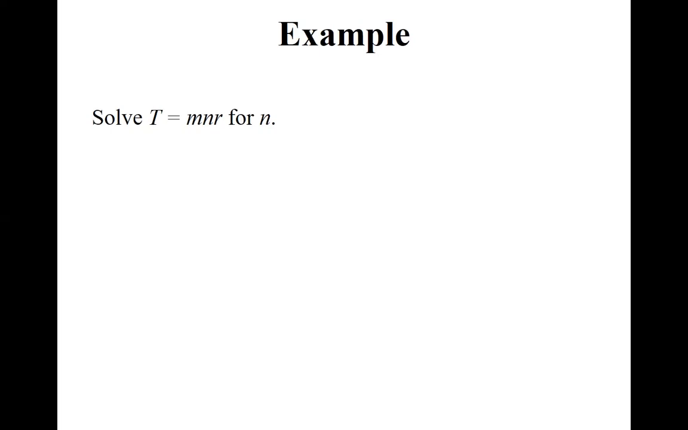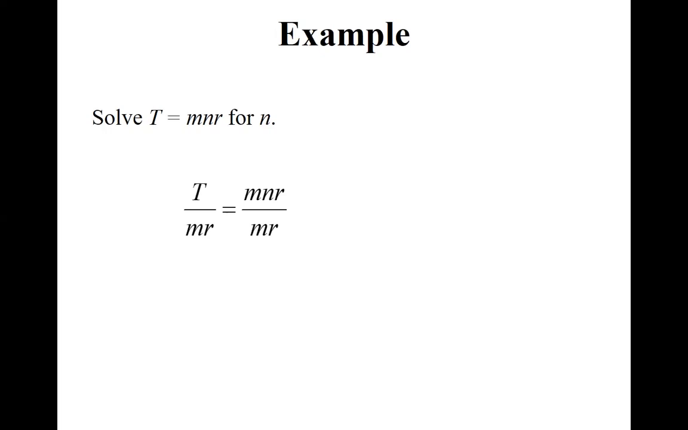Well, we want to get the n by itself, which means we need to undo multiplying by m and multiplying by r. We undo multiplication with division, so we would divide by mr. But we can't just do that to one side. We have to do it to both to keep it balanced. So divide both sides by mr to get rid of multiplying by mr.